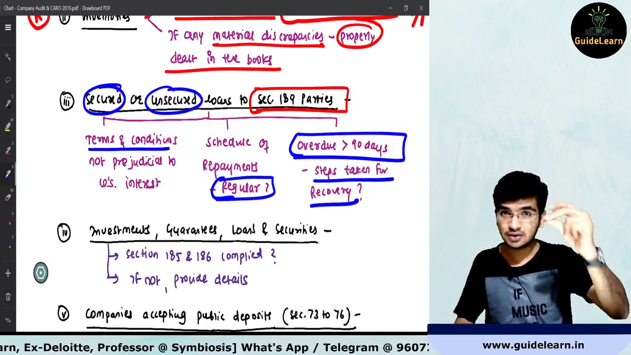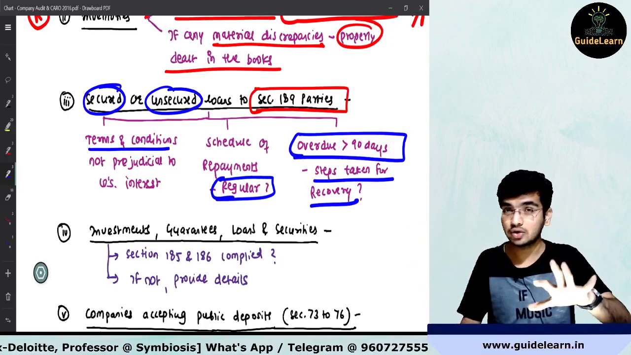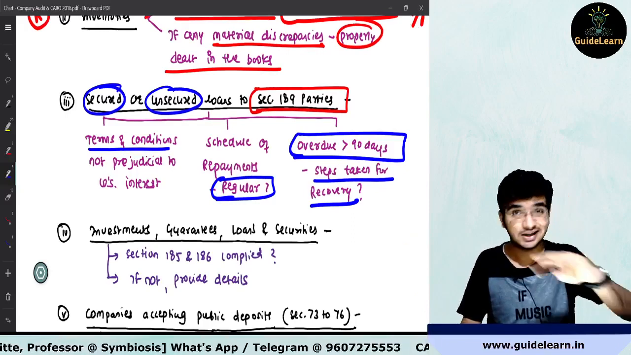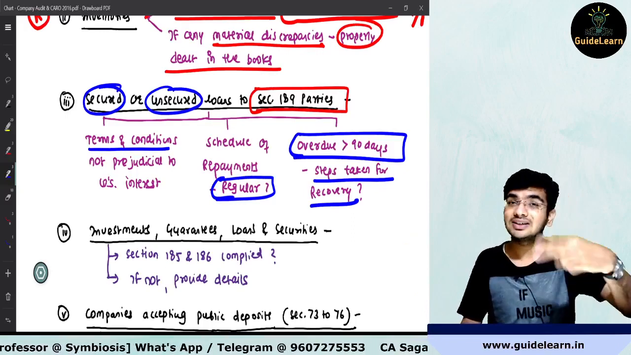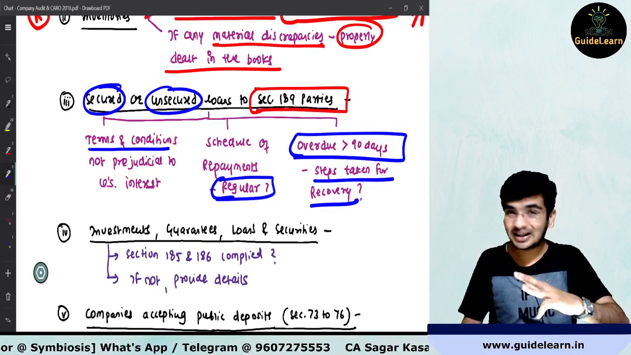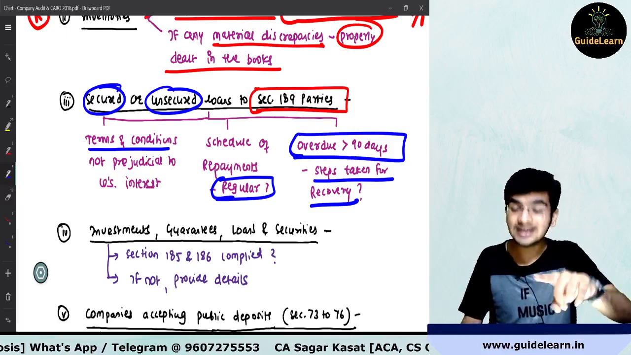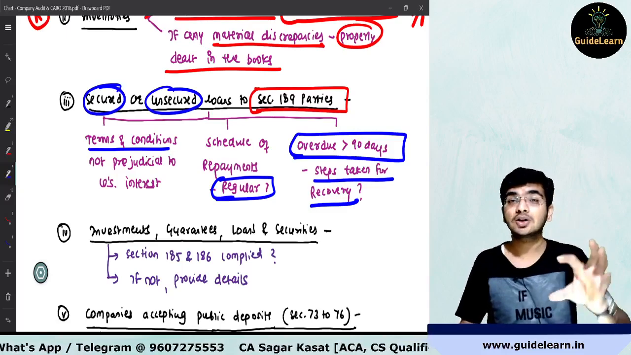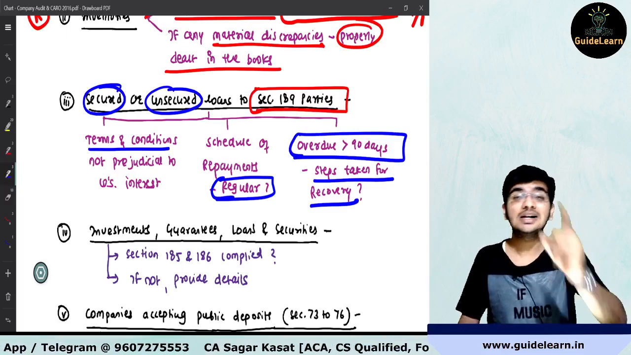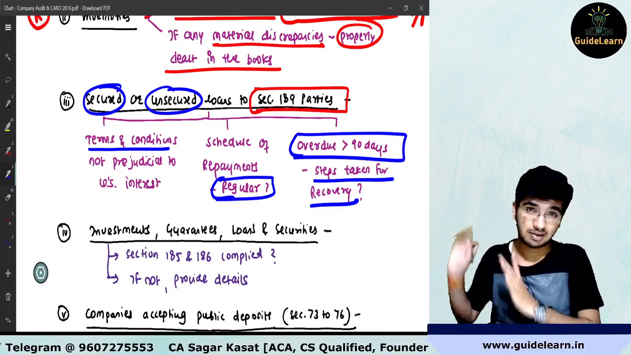So there are 3 things. Very first thing, terms and conditions not prejudicial to the interest of the company. Second, the schedule of repayment has to be checked whether that is regular. And third thing, if that is not regular, if there is any overdue loan for more than 90 days, whether the company has taken any steps and what are those steps that have been taken by the company for the recovery of such overdue payments.